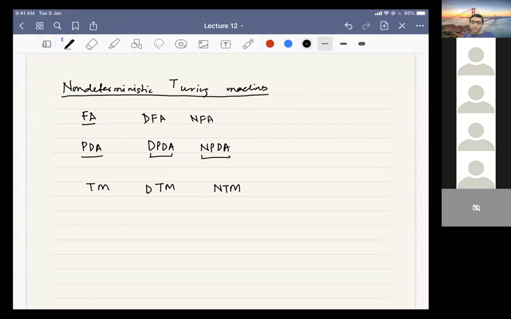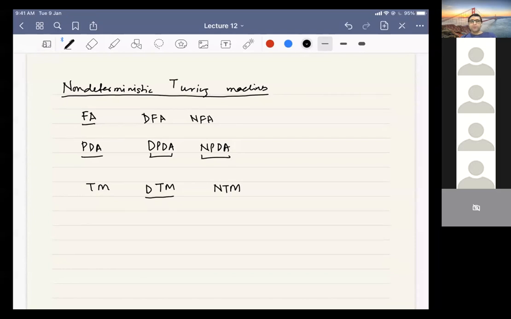Okay. So whatever we have talked about so far is about deterministic Turing machines. Whenever we write TM or we just say Turing machine, it means deterministic Turing machine. And if the machine we are talking about is non-deterministic, we need to explicitly mention that it is non-deterministic.